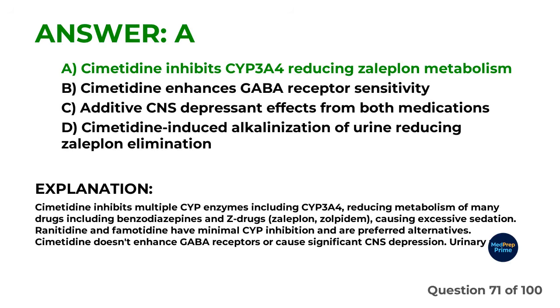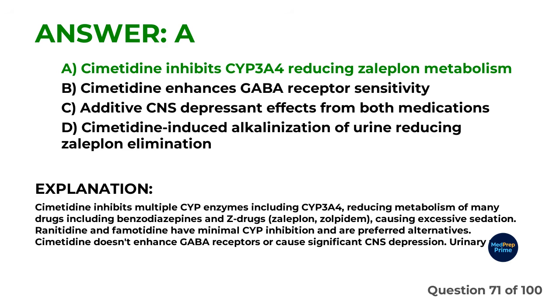Correct answer A. Cimetidine inhibits multiple CYP enzymes including CYP3A4, reducing metabolism of many drugs, including benzodiazepines and Z drugs, Zalopon, zolpidem, causing excessive sedation. Ranitidine and famotidine have minimal CYP inhibition and are preferred alternatives. Cimetidine doesn't enhance GABA receptors or cause significant CNS depression.